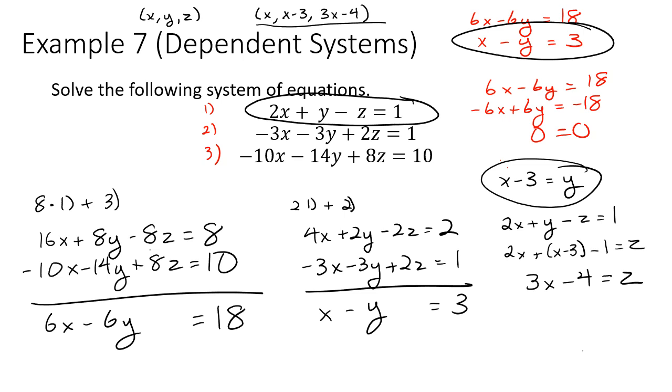And so in set builder notation, we would write it as our ordered pair, x, x minus 3, 3x minus 4, such that x is any real number. Meaning you could plug any real number in for x, and this formula, this ordered triple, would give you a solution to the system.